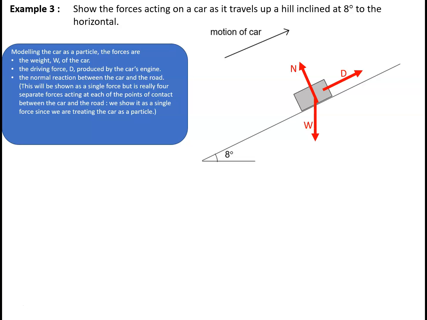And then there will be the resistive forces, which are a combination of the air resistance and the frictional forces, and this will act in the opposite direction to the motion. So because the car is moving up the plane, the resistance forces are going to be acting down the plane.